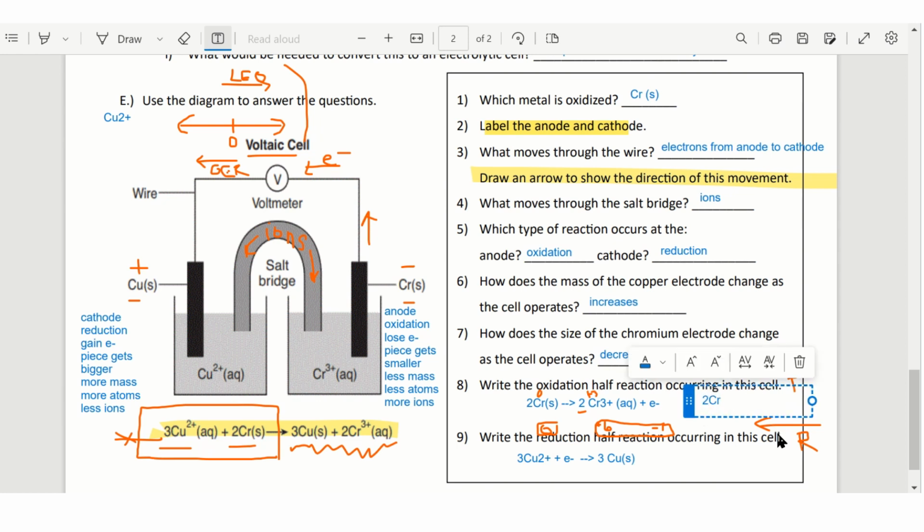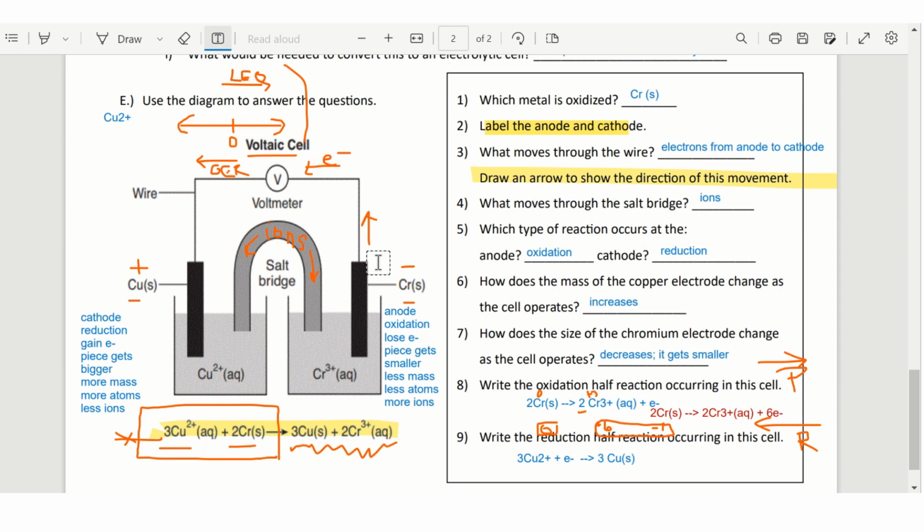So how am I going to write this completely? 2 chromium solid yields 2 chromium 3 plus aqueous plus 6 electrons. All right, let me just change this color so we can see this is the correct answer. This one in red. Now I have positive 6 and negative 6, which gives me 0.